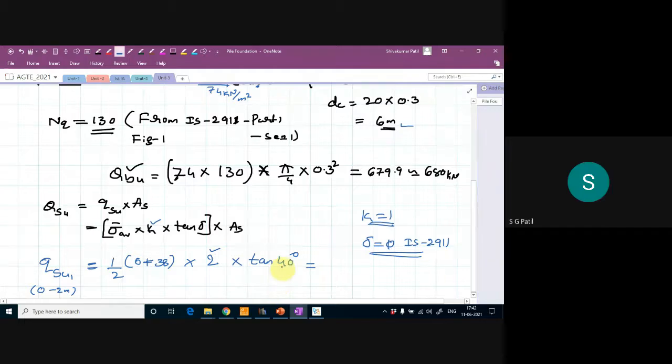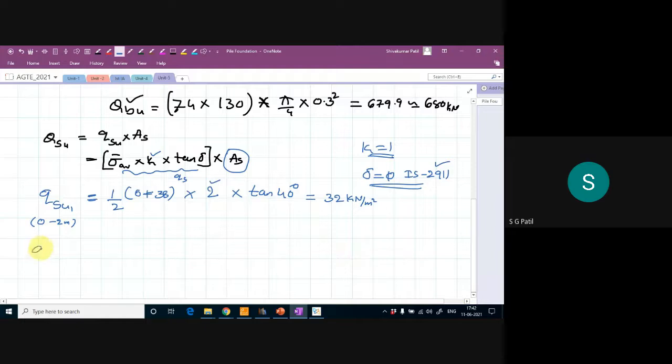31.8. I'm not taking the surface area here. I'm calculating only QS for timing, and later on I will multiply by the surface area. So QS I am getting 31.88. I will consider it as 32 kilonewton per meter square. What is the important point here? Delta value is nothing but your angle of internal friction, according to IS 2911.